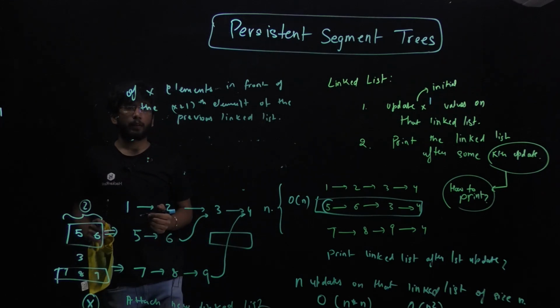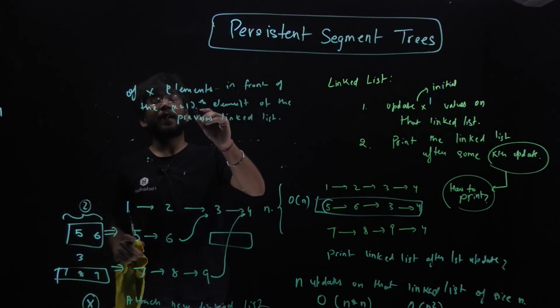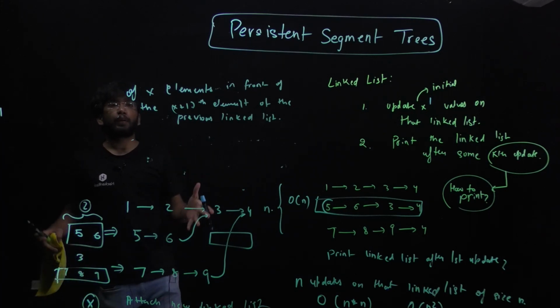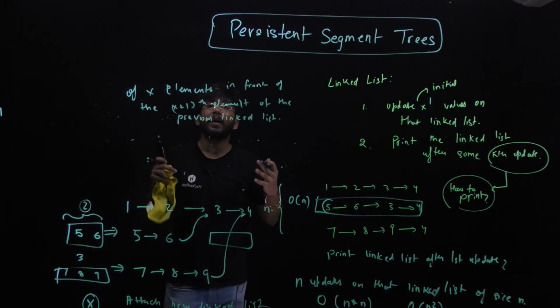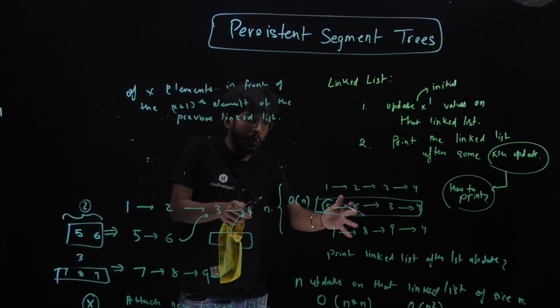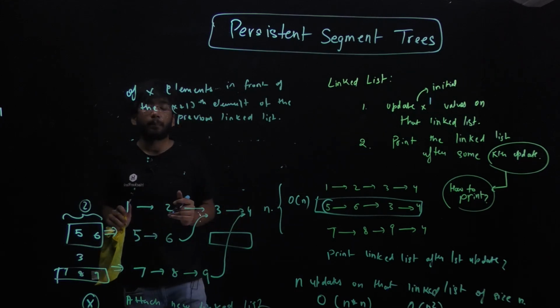Yeah. So basically, the X plus 1th element of the previous linked list would be the next element to the first X elements of the new linked list that's coming in. And this is how there would be a reduction in the space as well as the time.